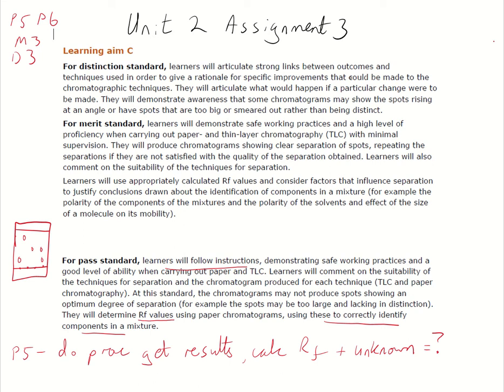RF value is very simple to do. Just get a ruler. So for this one, middle point there. And you just do, say if that's 1 centimeter and that's 4 centimeters, just 1/4, and RF would be 0.25. And you just do that for the middle of each of the points there.